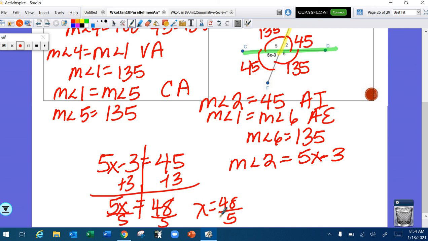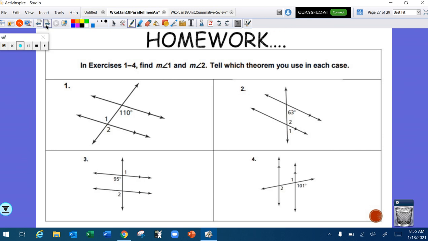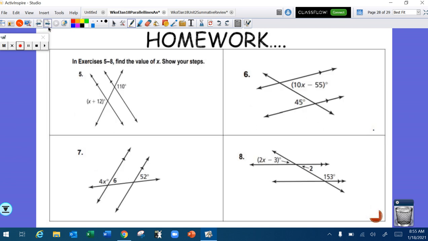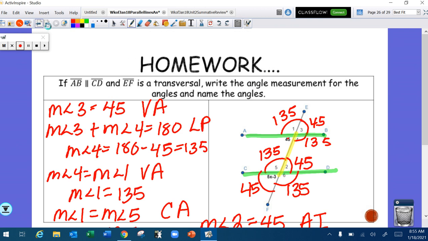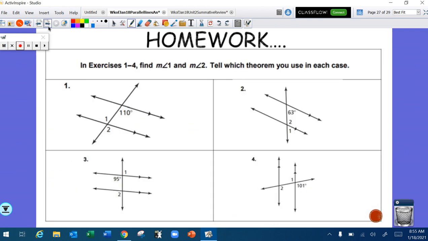Okay? Alrighty, let's keep it moving. Let me see what I want to do here. I don't think there's any more for me to do. So you guys go ahead and solve all of these problems and use those rules that you know to help you solve these. And if you have any questions when you come back to class, I got you.